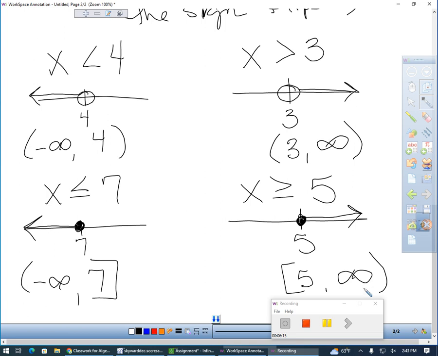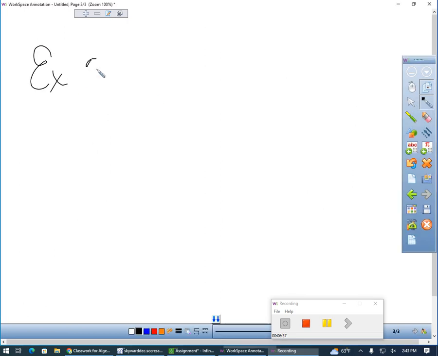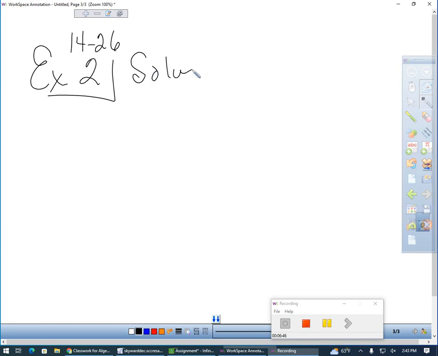Okay, so we're going to go to example number 2. Are you ready? All right, example number 2. This is going to cover problems 14 through 26. It says solve and graph. And if you are graphing it, even though our book does not say it, you have to do interval notation.